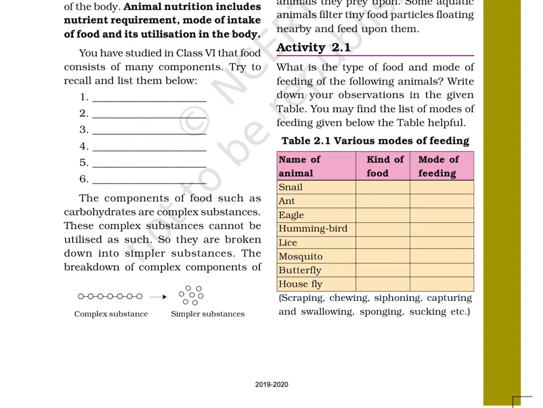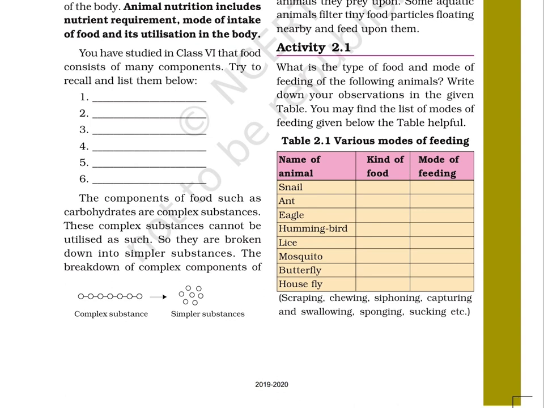You have studied in class 6th that food consists of many components. Try to recall and list them below. 1. Blank. 2. Blank. 3. Blank. 4. Blank. 5. Blank. 6. Blank. The components of food, such as carbohydrates, are complex substances.